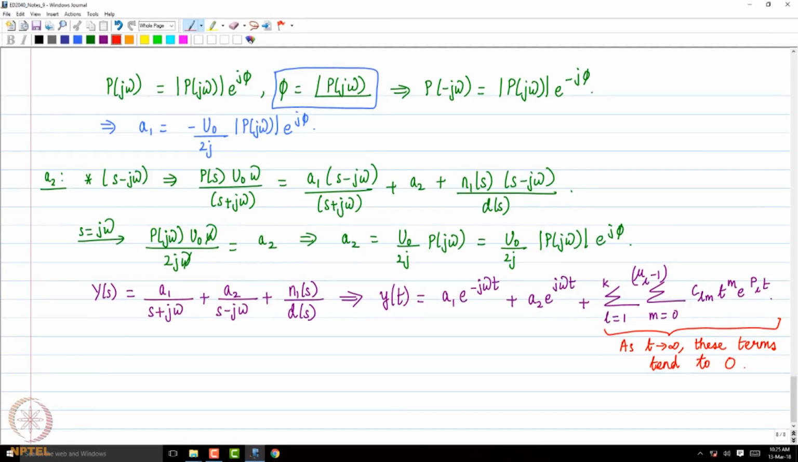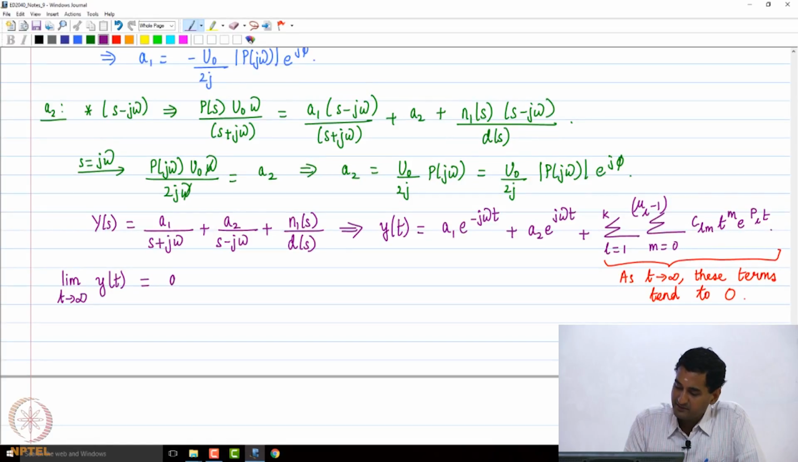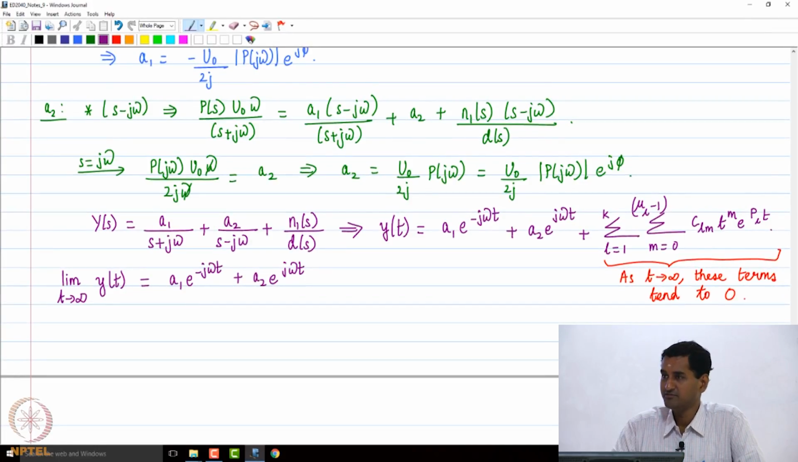Once again, I'm just using the fact that we are dealing with a stable system. So what's going to happen? This means that the limit as t tends to infinity of y(t), which is the steady state output, is what? It is just going to be a1 e^(-j omega t) plus a2 e^(j omega t), because the third set of terms is going to tend to 0 as t tends to infinity. I hope it's clear how we got this.